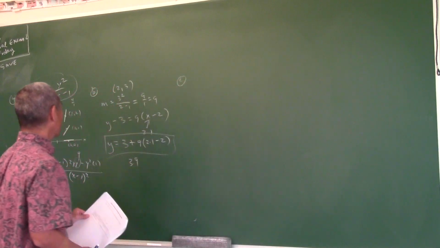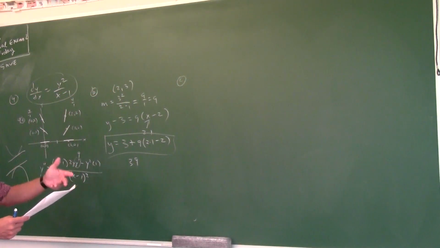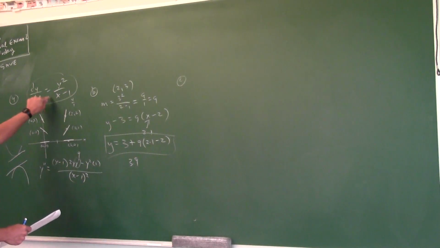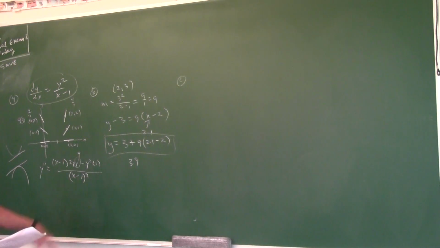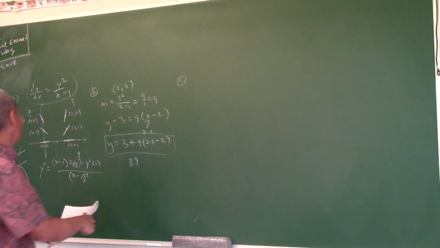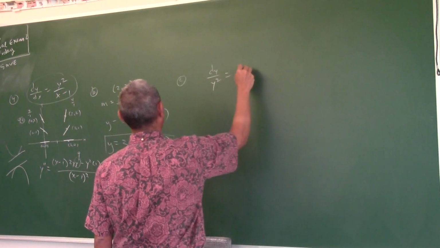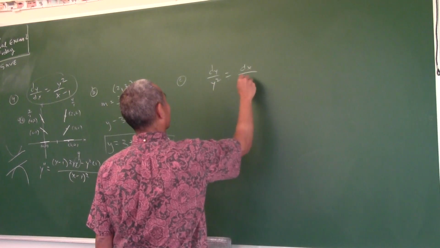Part C, here's where the points come in. Solve this differential equation with the initial condition f of 2 is 3. How do you solve a differential equation like this? You separate the variables. Put all the y's on the left, put all the x's on the right. Like that.